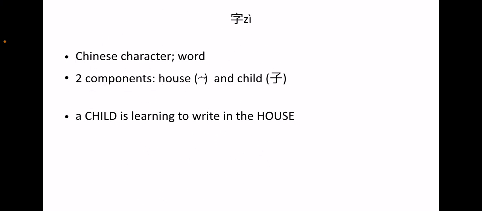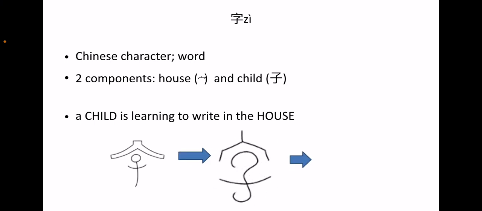Well, when we were little, we had to practice Chinese characters in the house. Or you can think, a child is learning to write in the house. Child, 子, as the child in the Chinese character 好, and the house is like a 家. Remember the pig in the house? 字, fourth tone 字. A child is learning to write in the house.